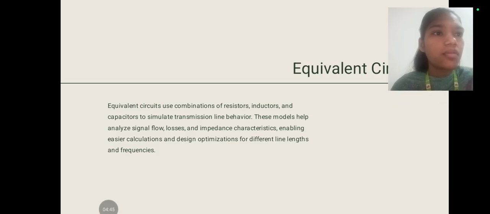Equivalent circuits. Equivalent circuits use a combination of resistors, inductors and capacitors to simulate transmission line behavior. These models help analyze signal flow, losses and impedance characteristics, enabling easier calculation and design optimizations for different line lengths and frequencies.